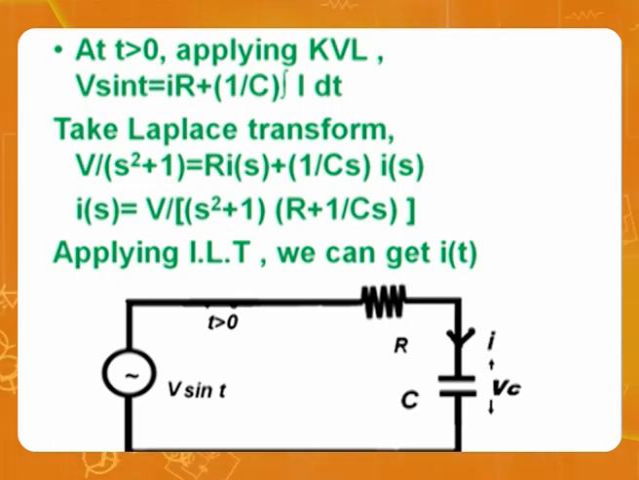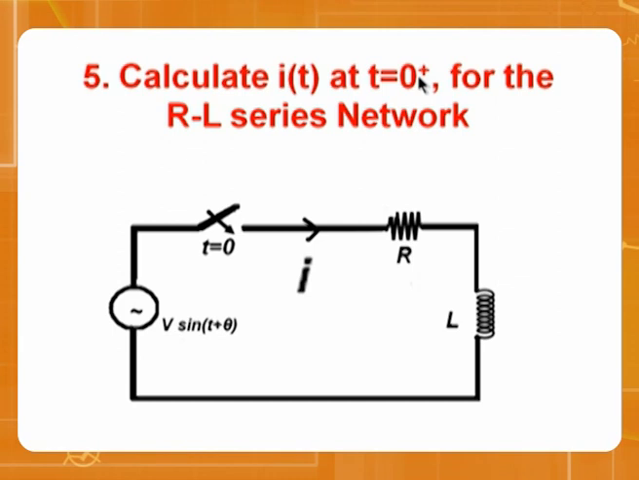That is our fourth problem. Let's go to the fifth. Calculate i(t) at t = 0+ for the RLC circuit. Here, what is the difference then? Actually speaking, this is already done in the first problem.